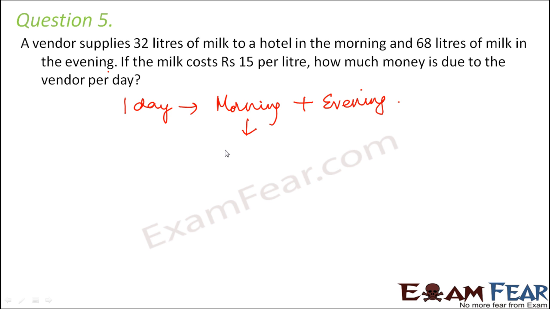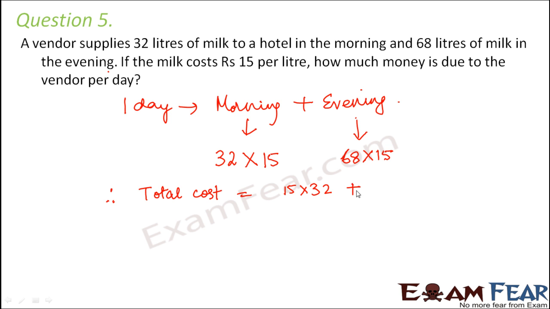Now what happens during the morning? During the morning, 32 liters of milk is delivered and the cost of 1 liter of milk is 15. That means the cost of 32 liters of milk would be 32 into 15. In the evening, 68 liters of milk is delivered and the cost of 1 liter is 15. So the cost of 68 liters would be 68 into 15. Therefore, what would be the total cost for a day? It would be 15 into 32 plus 15 into 68.